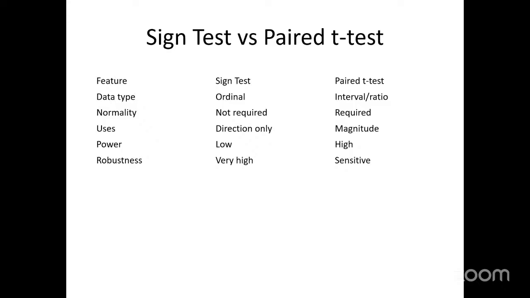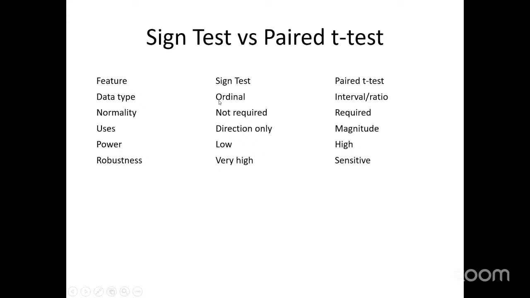So there is a comparison of the sign test and the paired t-test. You can say that the sign test is the non-parametric sibling of the paired t-test. Here is the difference. The data type for the sign test is ordinal; for the paired t-test, it is interval or ratio. The normality assumption is not needed here, whereas it is required in the t-test. Direction matters for the sign test; for the paired t-test, we need the magnitude. The power is low here, obviously. For the paired t-test, it is high because we are dealing with the magnitude.